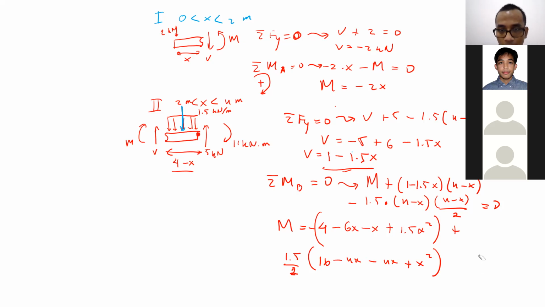So then we have minus 7x. Our moment here will become minus 4 plus 7x minus 1.5x squared. Okay. It will become slightly more complicated. When we have a distributed force, it will become slightly more complicated.